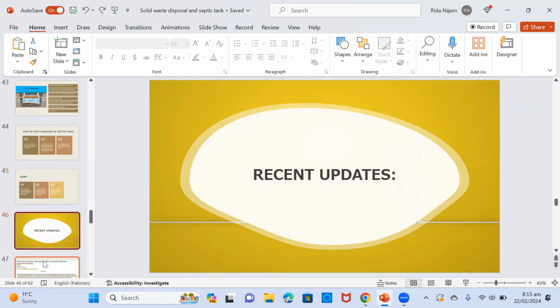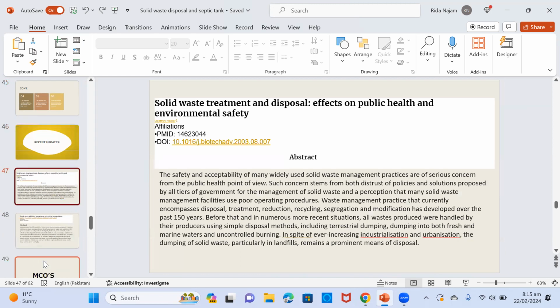Recent updates. Solid waste treatment and disposal effects on public health and environmental safety. Abstract. The safety and acceptability of many widely used solid waste management practices are of serious concern from the public health point of view. Such concerns stem from both distrust of policies and solutions proposed by all tiers of the government for management of solid waste, and perception that many solid waste management facilities use poor operating procedures.